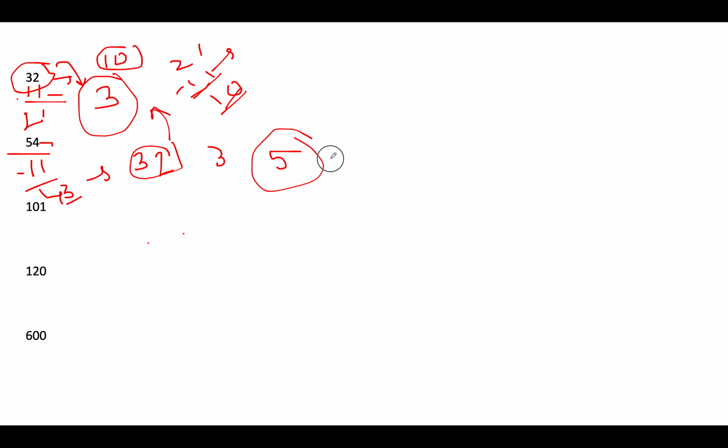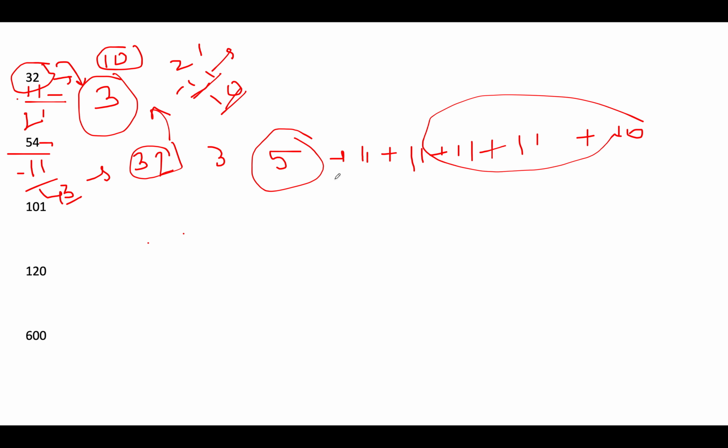And what is the breakage? 11 plus 11 plus 11 plus 11, that is 4 times 11, plus the last one is 10, because 32 can be broken into 11 plus 11 plus 10. So these are 3 such numbers, and the remaining 2 are for 43 and 54.